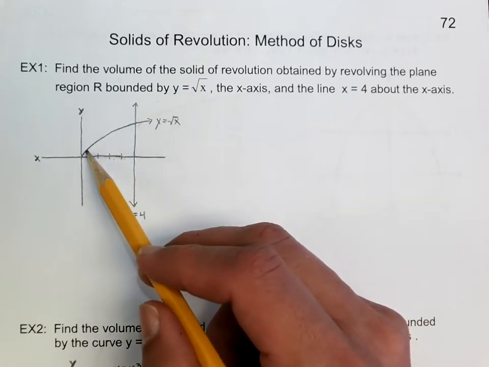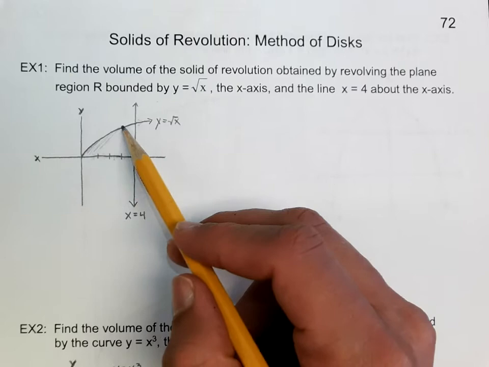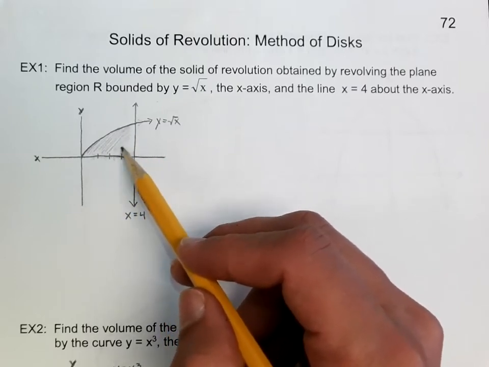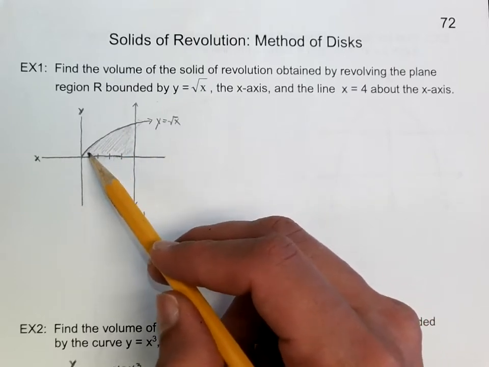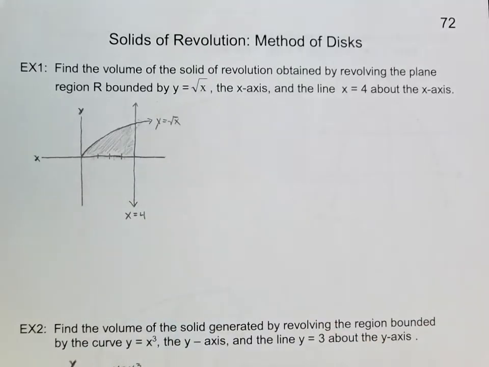So the region that's being bounded by those three functions is this right here. Okay, so that's that area. Hopefully you can see the shading. Now, what's going to happen after this is, it says the x-axis, the line x equals 4, and we're going to rotate this about the x-axis.